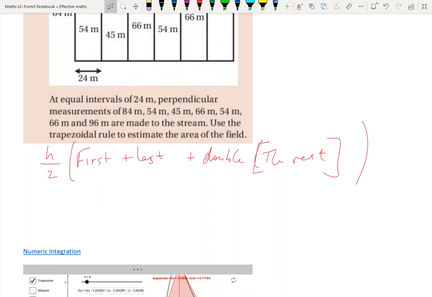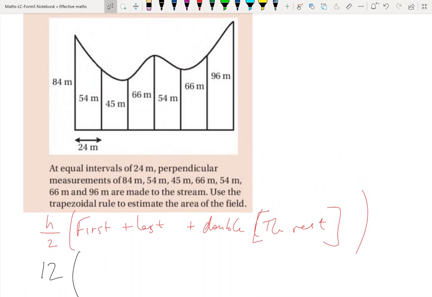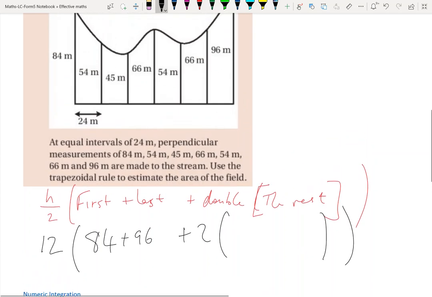Okay, what is half of 24? 12. What's the first value? 84. What's the second value? 96. So let's write them down. 84 plus 96. I'm not going to do any heroics here. We're going to put it all in the calculator. And then I've got to put all the other values in here.